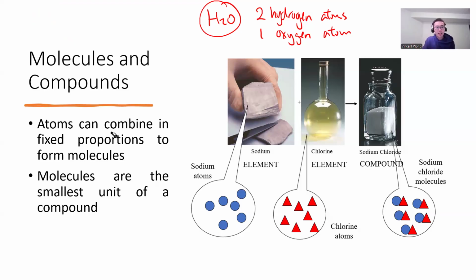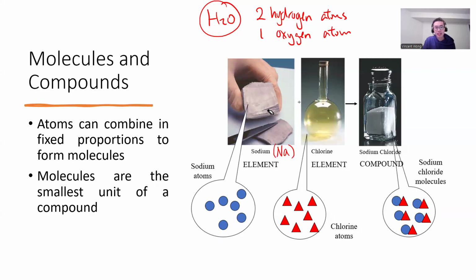All right, so atoms can combine in fixed proportion to form a molecule. So this is a water molecule. You're not going to find these molecules on the periodic table because it's actually multiple things coming together, right? So for example, here we have sodium. Sodium is an element. If you look it up on the periodic table, it's Na.